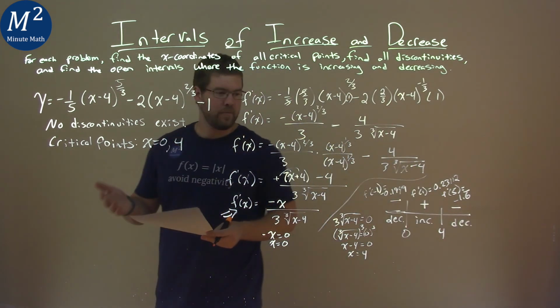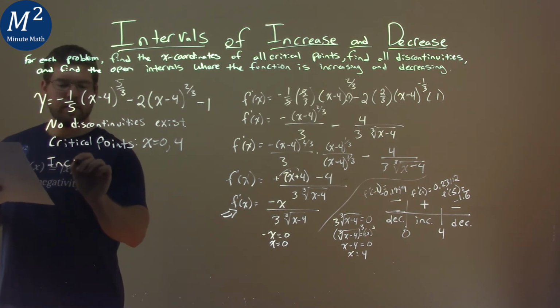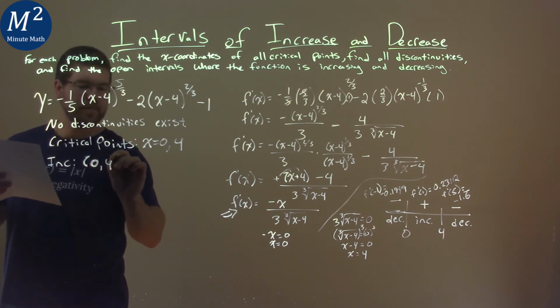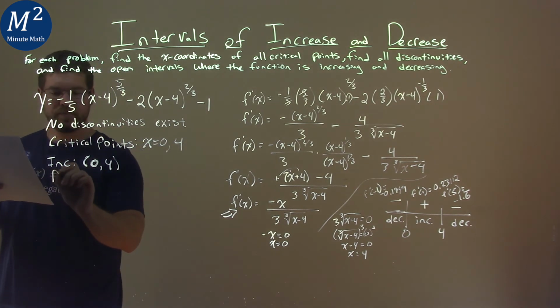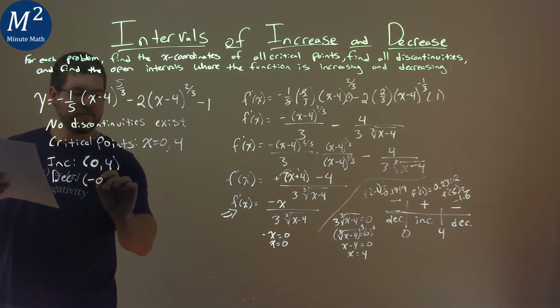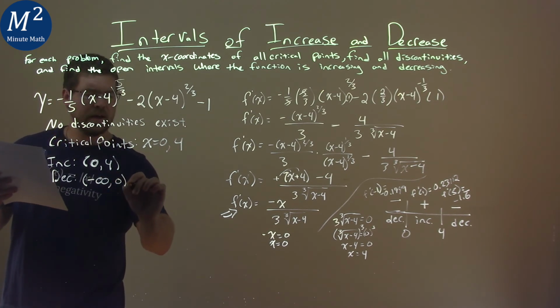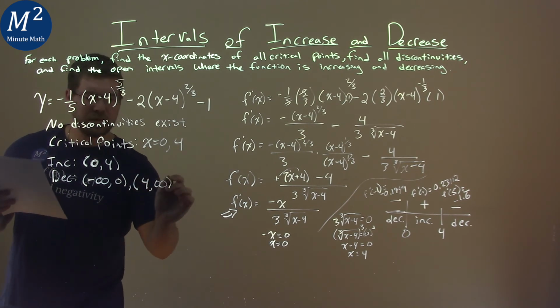And so now I have my intervals where we're decreasing and increasing here. I can write them out. We're increasing on our interval from 0 to 4, and we're decreasing in two parts. Decreasing from negative infinity to 0, and from 4 to positive infinity.